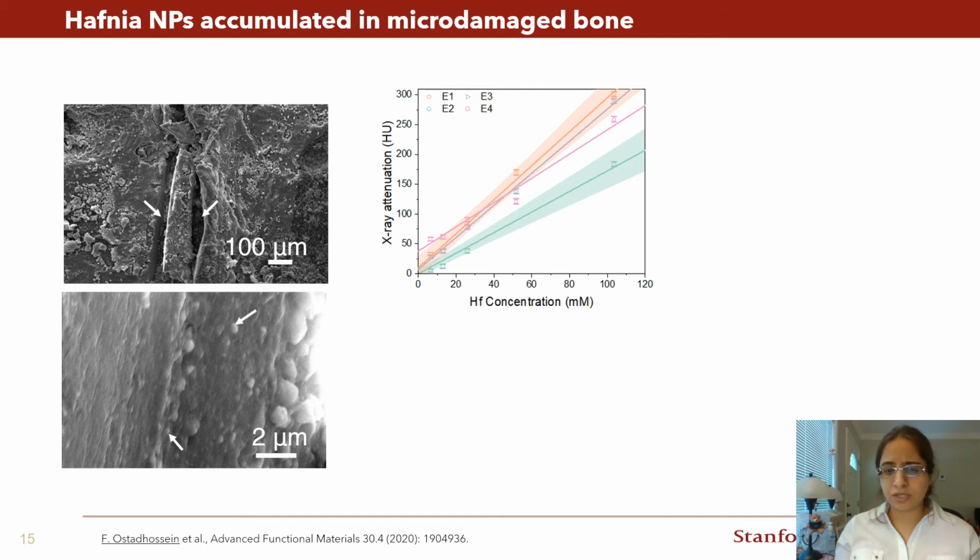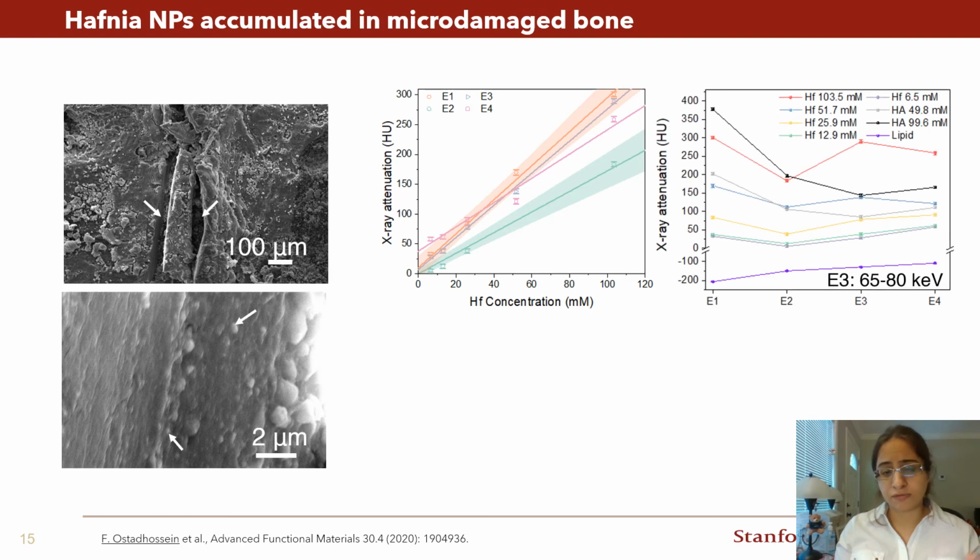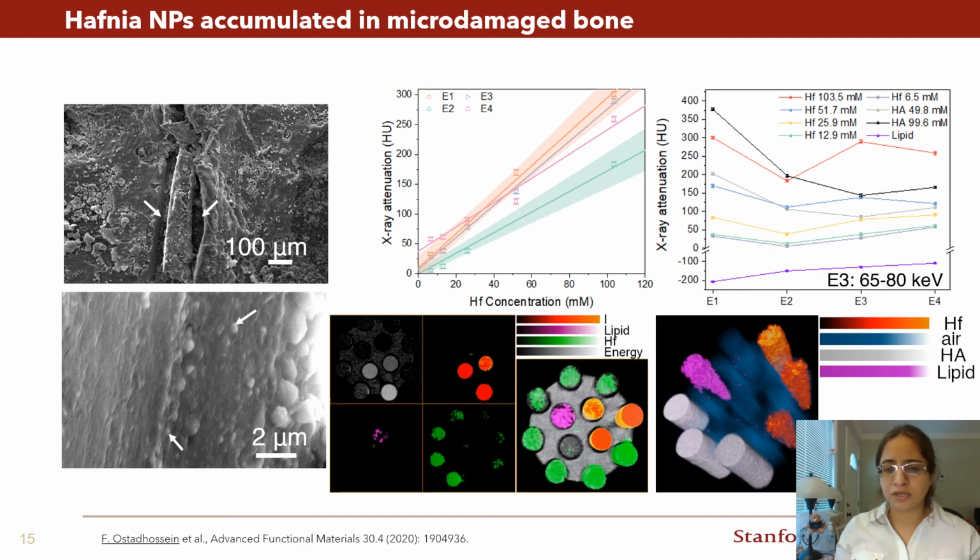And here you can see the X-ray attenuation versus hafnium concentration, where a linear correlation was observed in various energy beams. And at the energy beam of the K-edge of hafnium, which is happening between 65 to 80 keV, we saw an enhancement in the X-ray attenuation as expected. In addition, the phantom studies of iodine, lipid, hafnium, and also air and hydroxyapatite could actually segregate the signal from these entities without much of a problem.